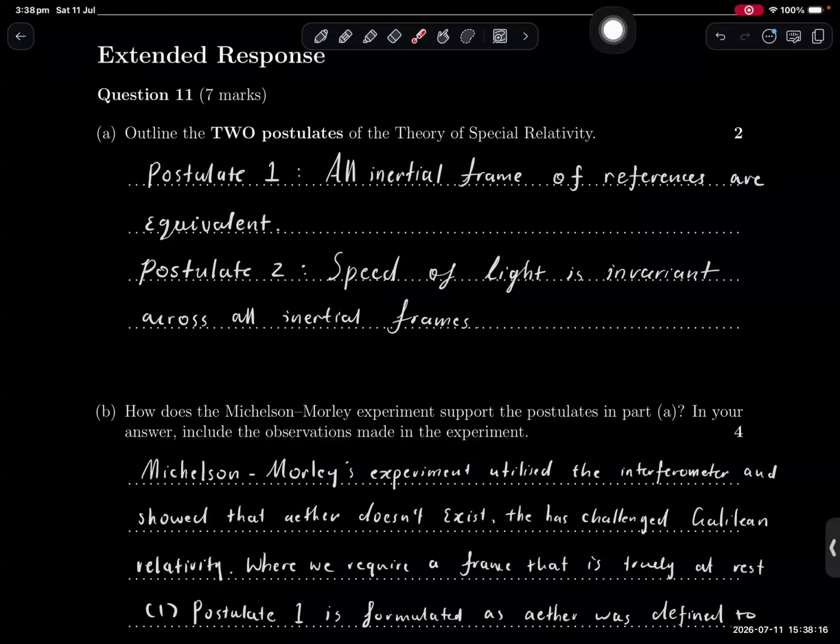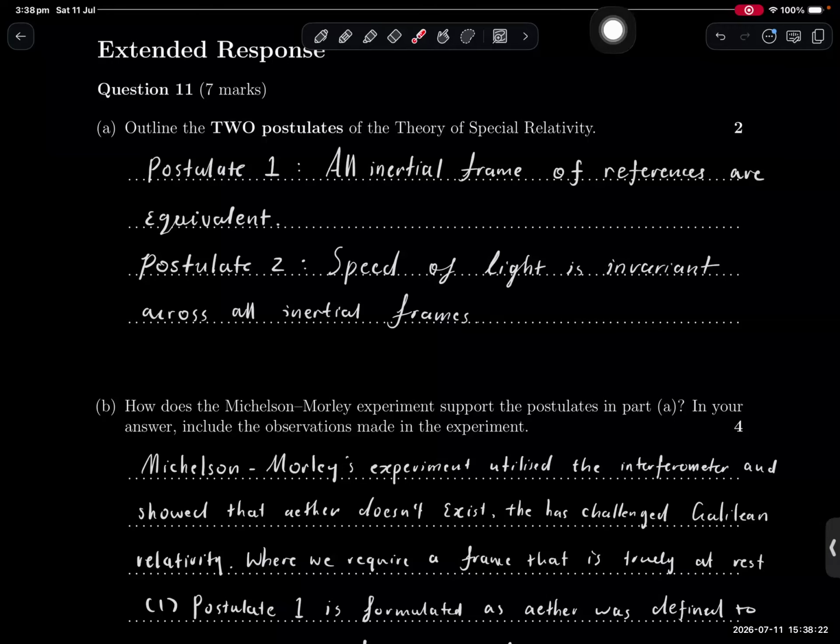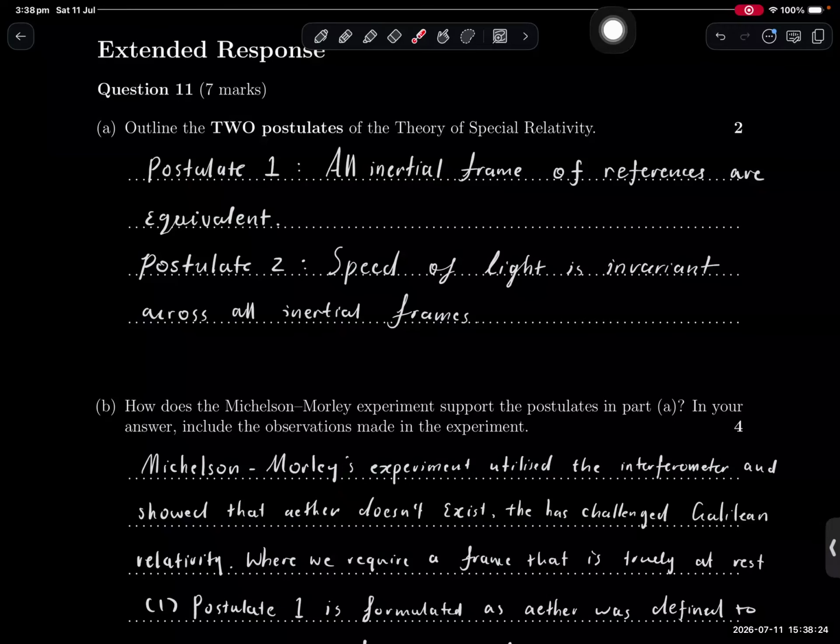This is just defining two postulates. Postulate 1 says that all inertial frames of reference are equivalent. Physical laws are equally valid in all of them. Postulate 2 says the speed of light is invariant across all inertial frames. No matter how fast you're traveling relative to each other, you measure the speed of light to be consistent.